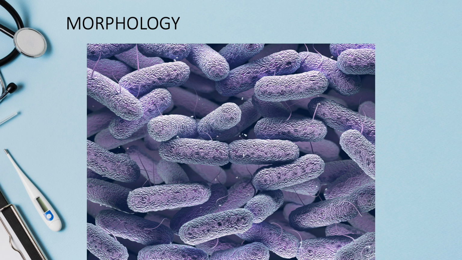If we are talking about motility, most of the Enterobacteriaceae family are motile. We discussed last week Shigella, which is non-motile. They do not produce any spores. And this is how you will see them under the microscope.